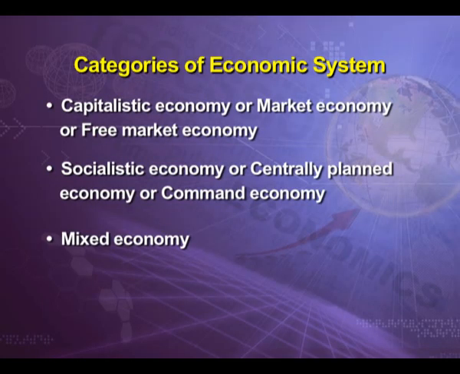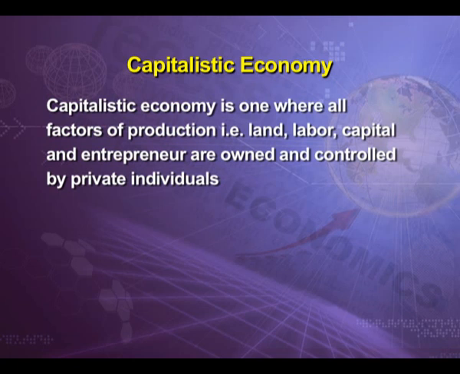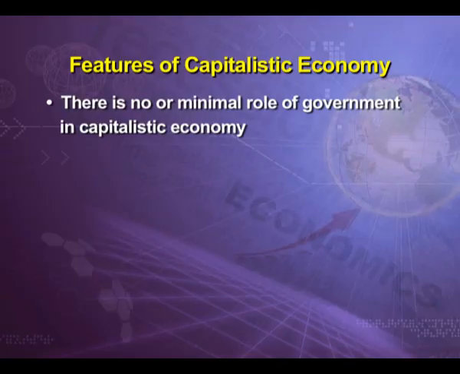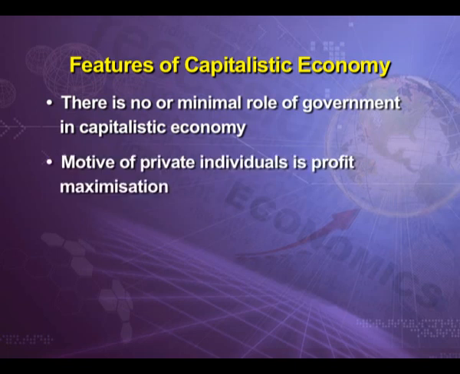Firstly, the capitalistic economy. Capitalistic economy is one where all factors of production, that is land, labor, capital and entrepreneur, are owned and controlled by private individuals. Owned by private individuals means that in capitalistic economy there is no role of government, and if there is, then it is a very minimum role. Private individuals also suggest that the motive in the capitalistic economy is profit maximization instead of social welfare.